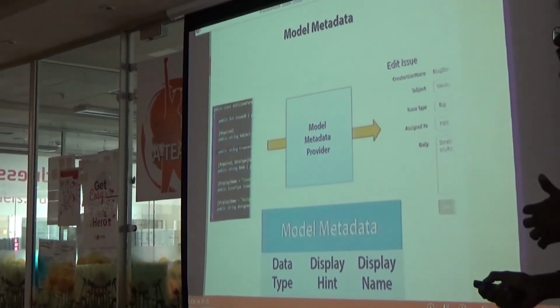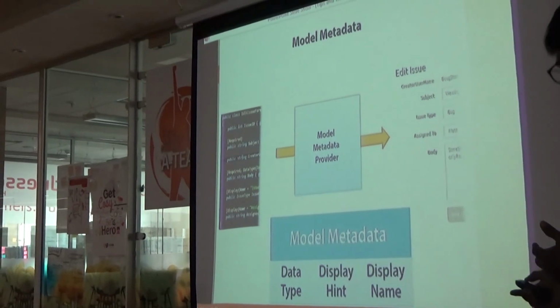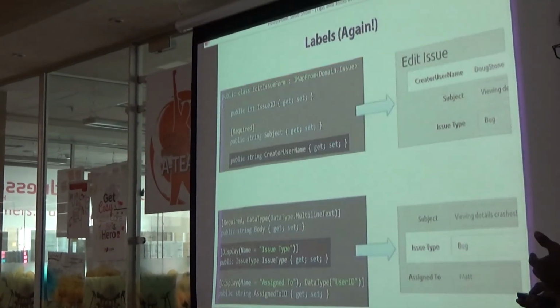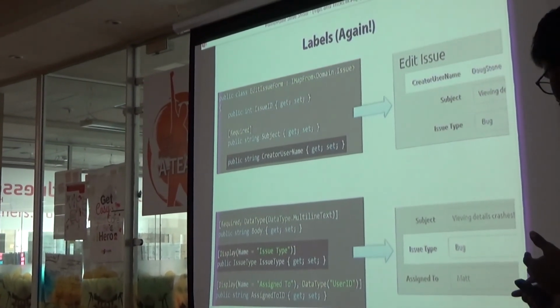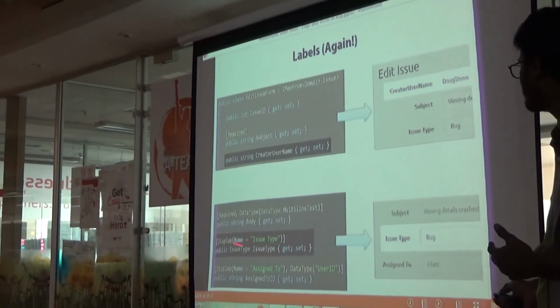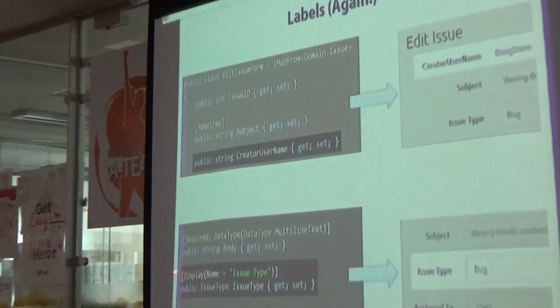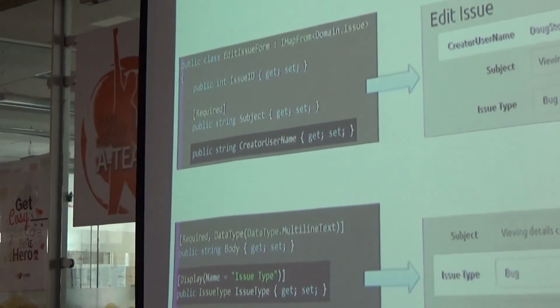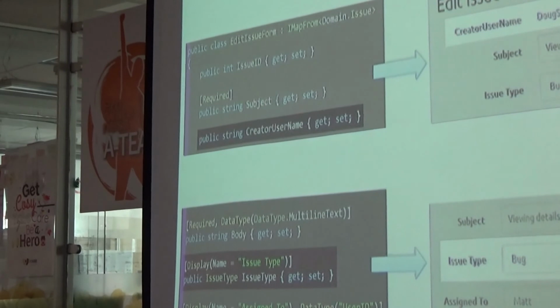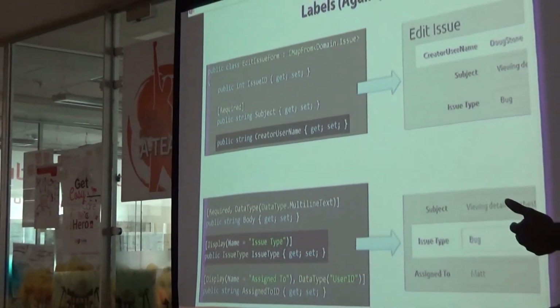We have no need to display it here like this. For the issue type, if the display name is Name equals IssueType like this, we don't want to display it that way. I will write my own metadata provider, take that, and call that method in the views.